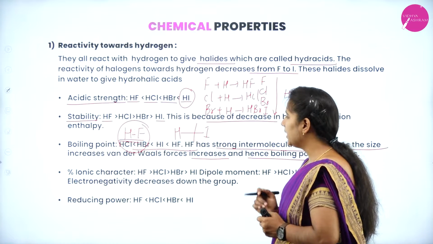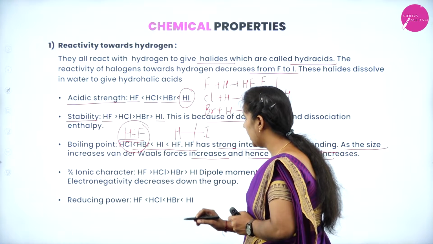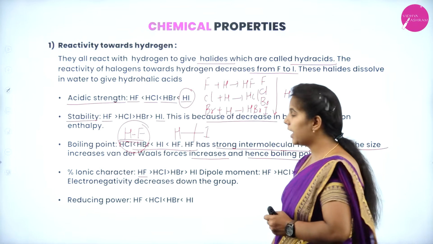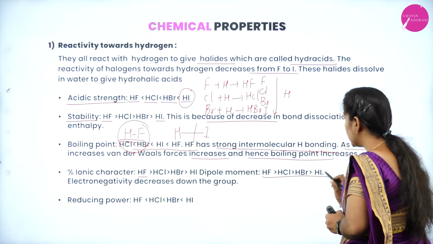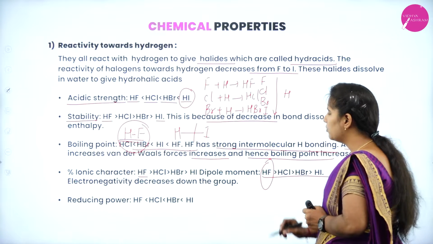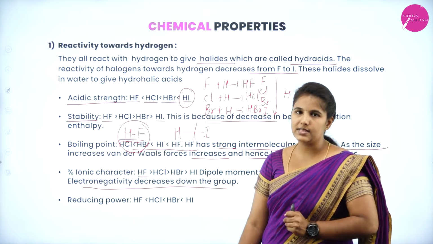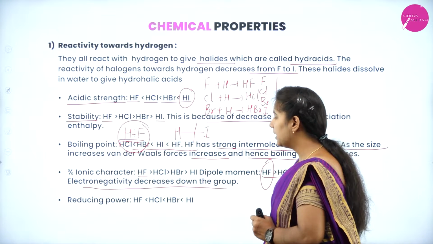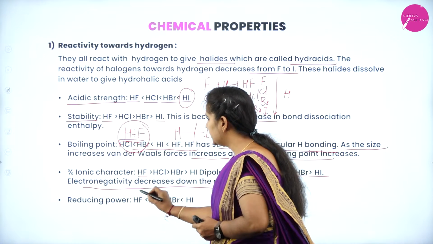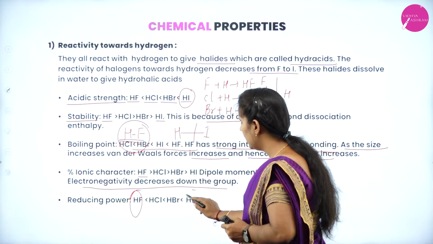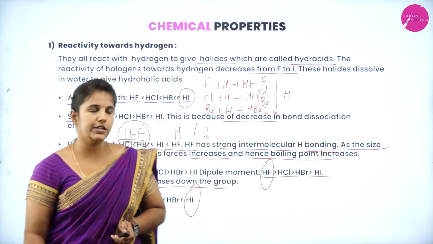And coming to their ionic character, from fluoride, chloride, bromide to iodide, fluoride shows the highest ionic character, and their dipole moment also will be in this order. So hydrogen fluoride has the highest dipole moment. That is mainly because the electronegativity decreases down the group. Coming to their reducing power, HF will be the least reducing in nature, whereas hydrogen iodide is more reducing in nature.